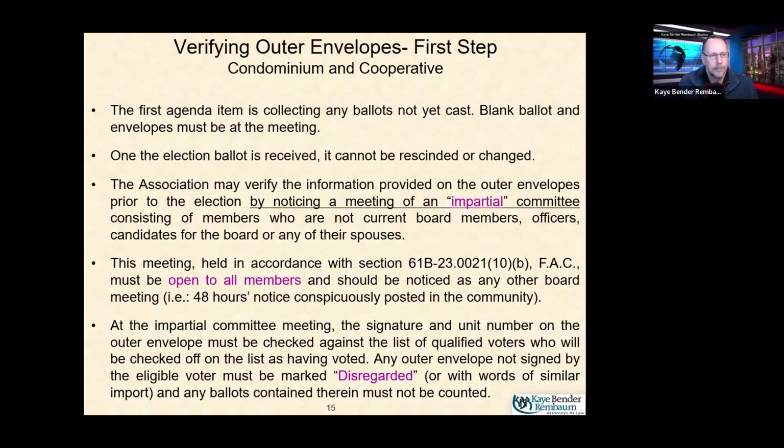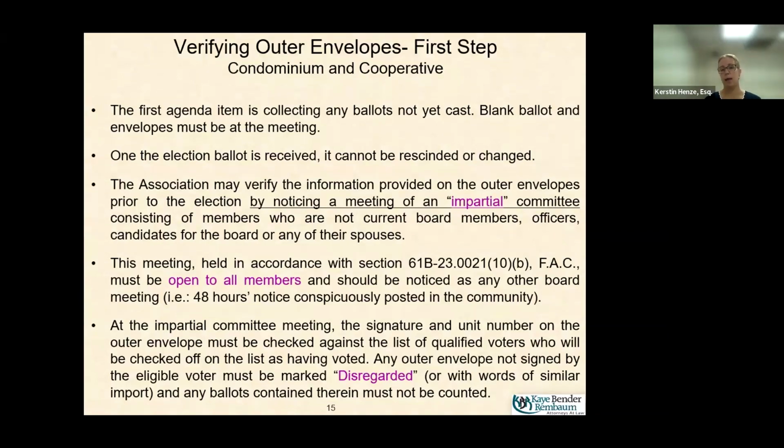If you're going to verify these outer envelopes at your annual election meeting, then your first agenda item should be to collect any other ballots that have not yet been cast. As you're still collecting, you can start verifying the outer envelopes. You can call out a few volunteers from the audience to see if they would be willing to assist with the verification and the counting of the ballots.